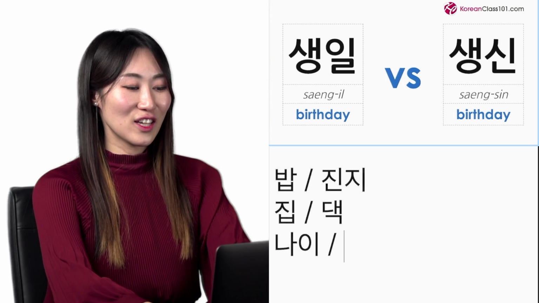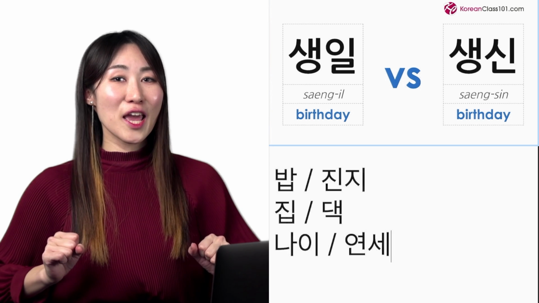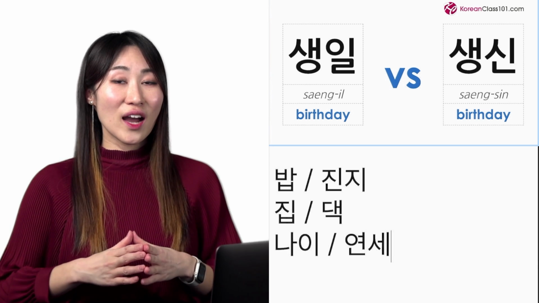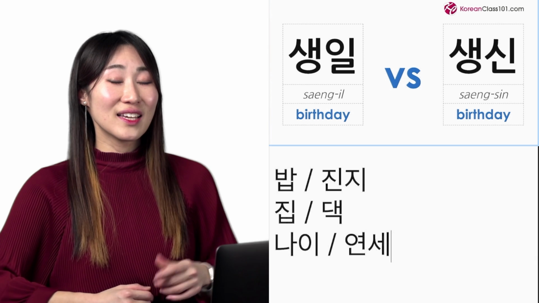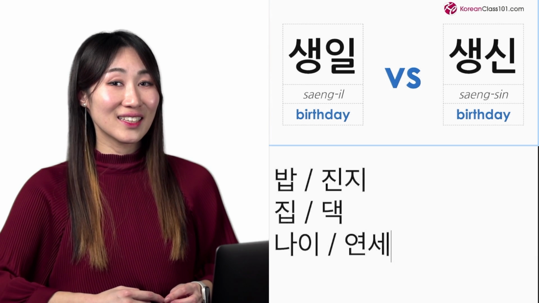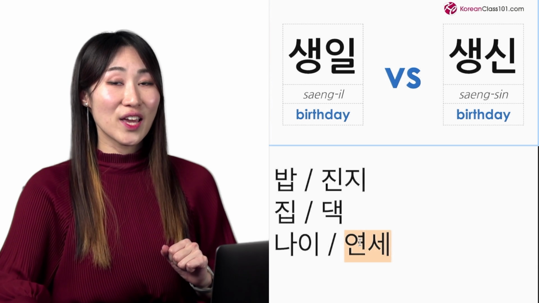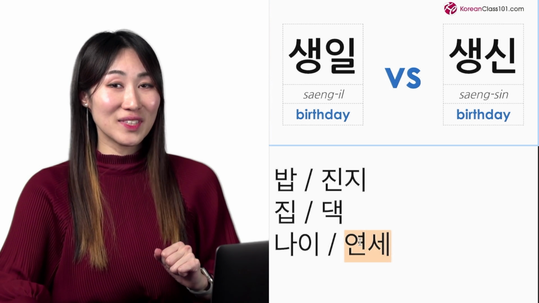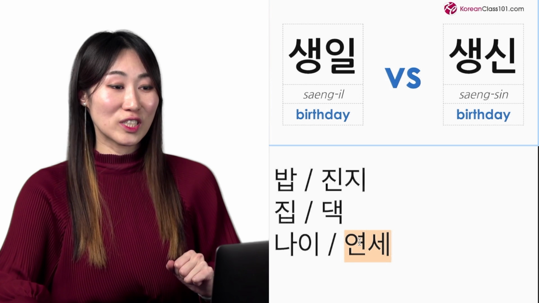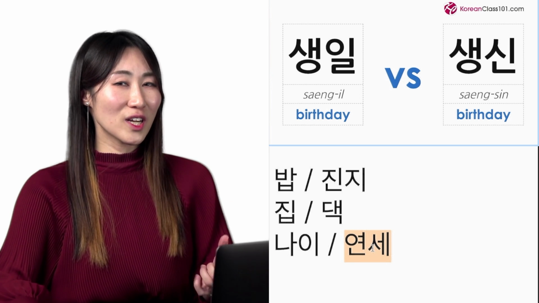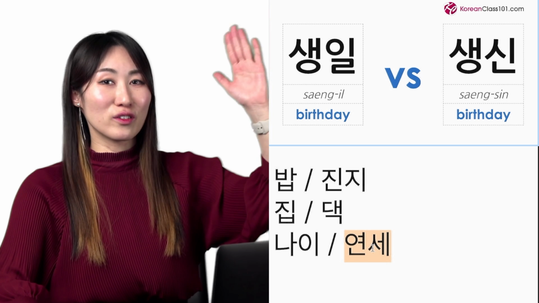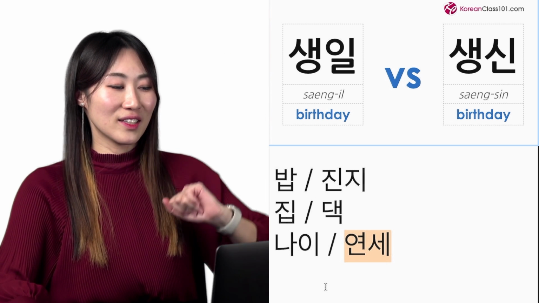We also have this: 나이, 연세. Both mean the same. It means age. I can ask my friend's age like 나이가 어떻게 돼? What is your age? 연세가 어떻게 되십니까? I will use this phrase to my grandparents or someone who is much older than me.